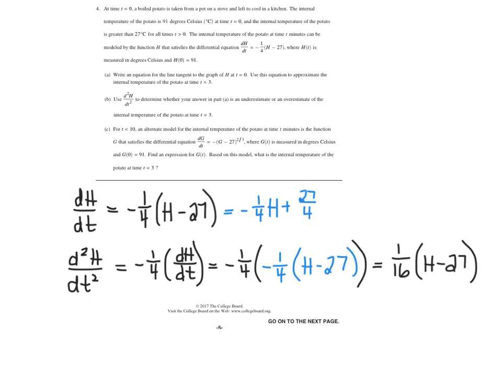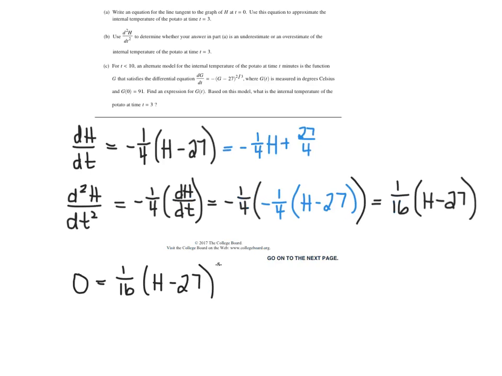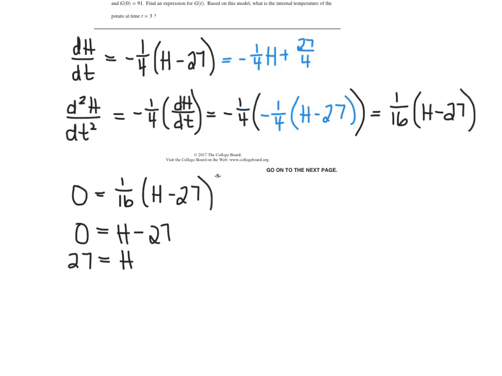So underestimate versus overestimate using the second derivative. Well, usually when we have a derivative and we're trying to figure out the type of value, we set it equal to 0. So I'll start with that. By setting it equal to 0, I can then determine where there might be an inflection point. And if I solve for h by multiplying by 16 on both sides and then adding 27 to both sides, I get that our possible inflection point happens when the h value is 27.